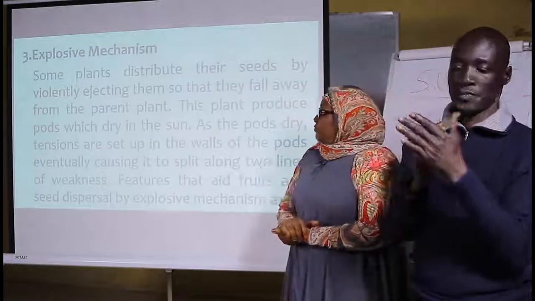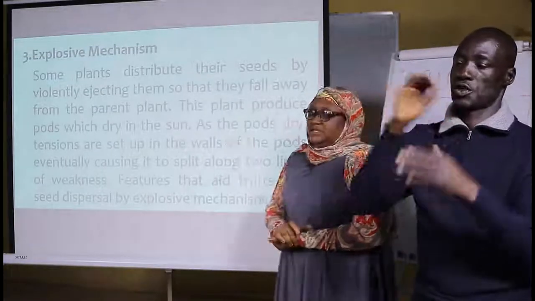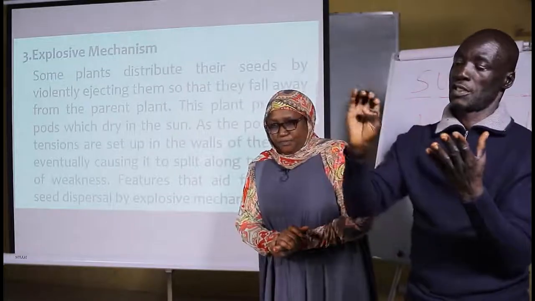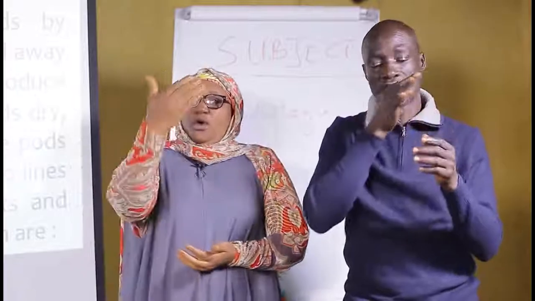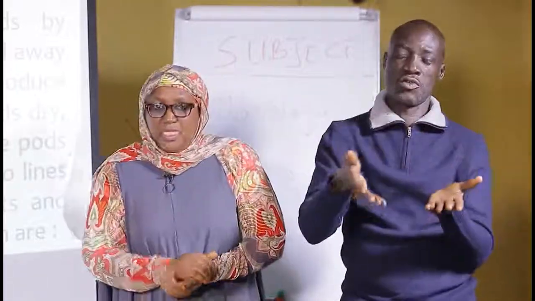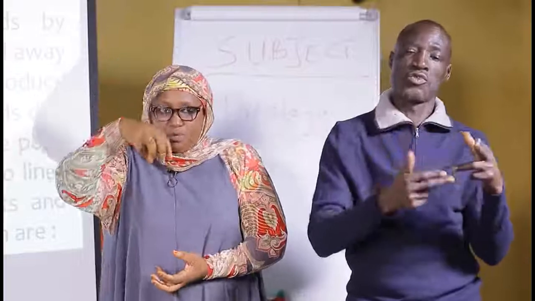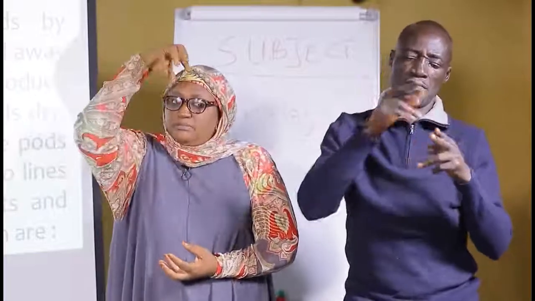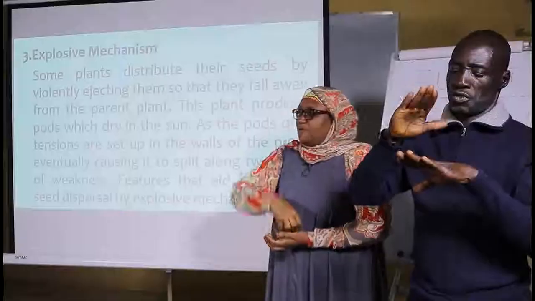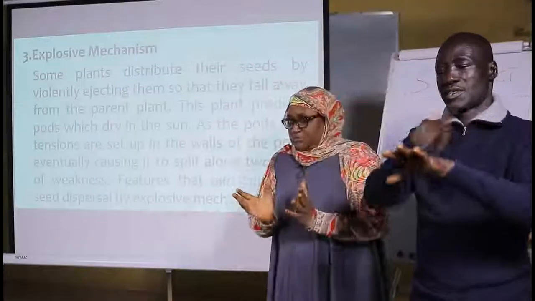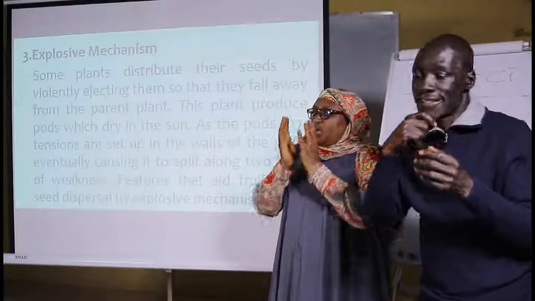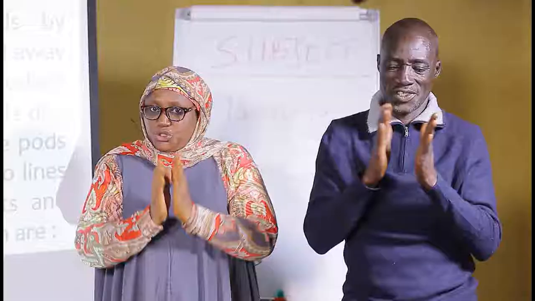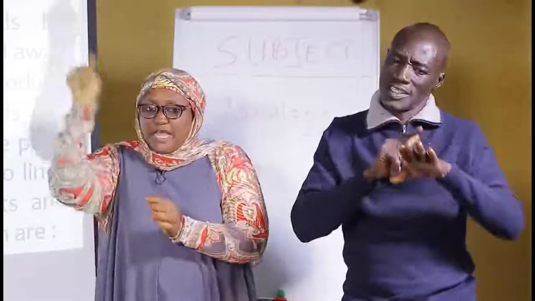Then the next agent of dispersal is explosive mechanism. Those of you that go to the farm, I think you know how okra is being planted, how okra fruit looks like. When you leave okra fruit on the farm for a very long time, it dries up. When it dries up, the more it gets dry, the more it shrinks. There is tension along those lines that make the lines of the okra.